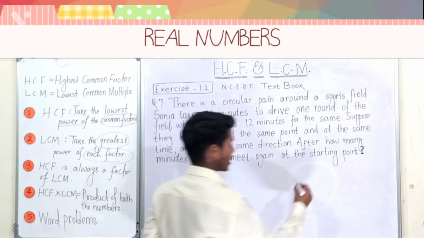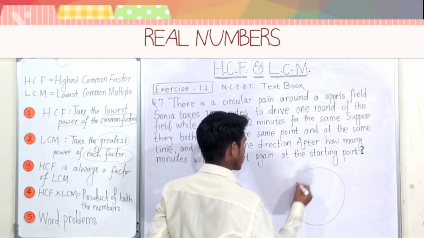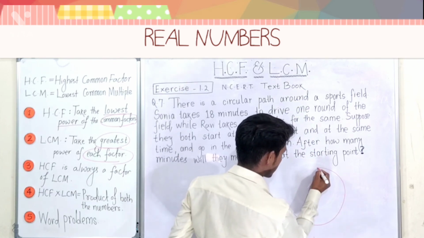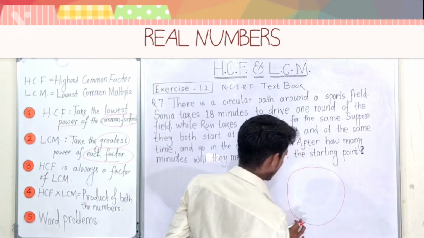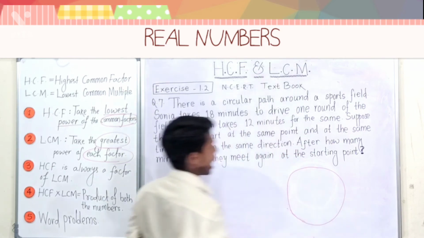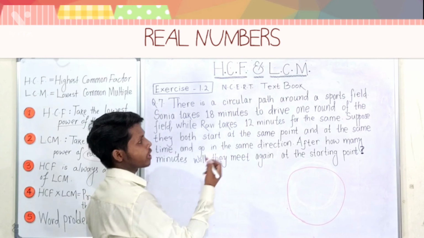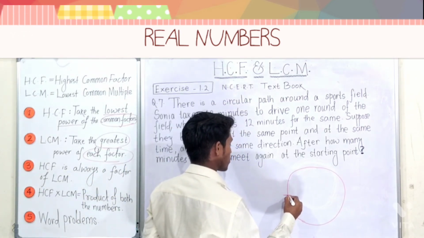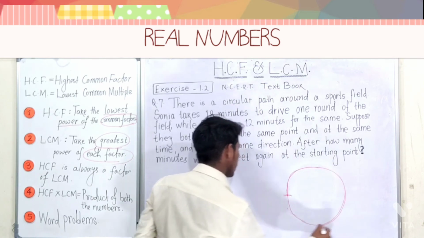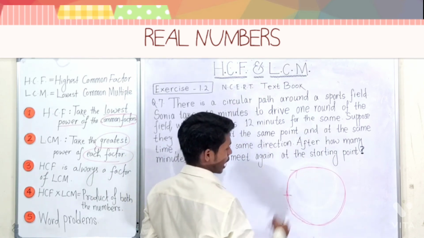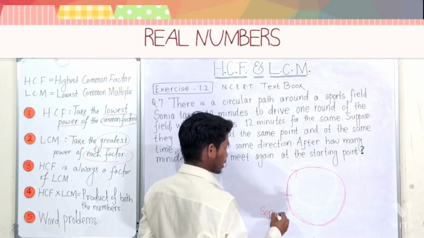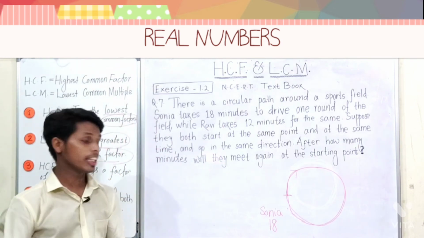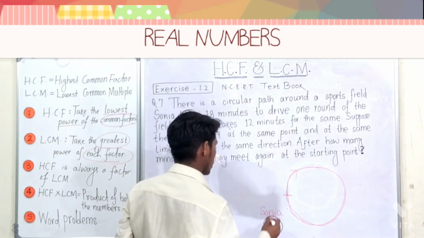Means in a field there is a circular path. Sorry, it doesn't become a circle, so let me make it more like a circle. Okay, so this is a circular path and Sonia takes 18 minutes to drive one round of the field. So this is the starting point, and Sonia starts from here and completes one round driving, and she takes 18 minutes to complete this.